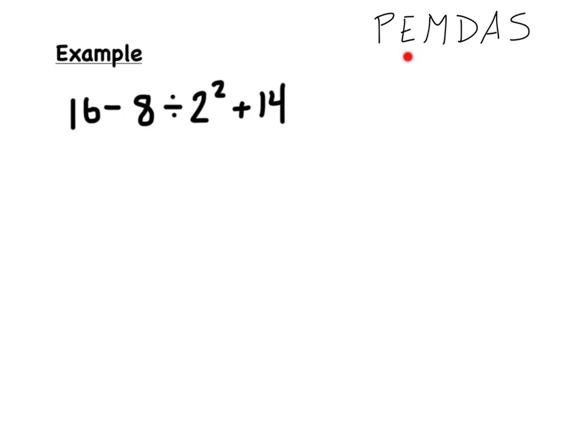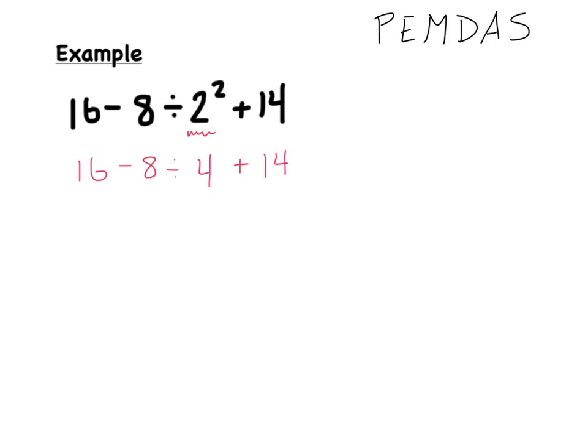Then we go to the second one, E for exponents. Do we have any exponents? Yes, we do. So we have 2 squared. 2 squared is equal to 4. What helps me out is once I solve for a term, I completely rewrite the equation. So I have 16 minus 8 divided by 4 plus 14.